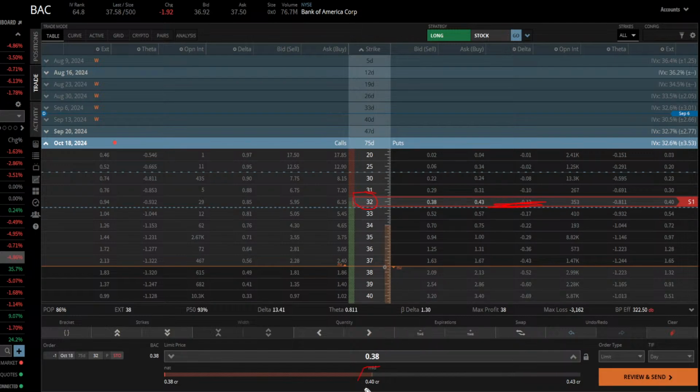We're going to receive 40 cents, and if we do get filled at mid price, it's going to cost us $322 of buying power to open this trade. Same thing, one contract and 75 DTE. These are the numbers that we need. And of course, the stock price now is 37.6.